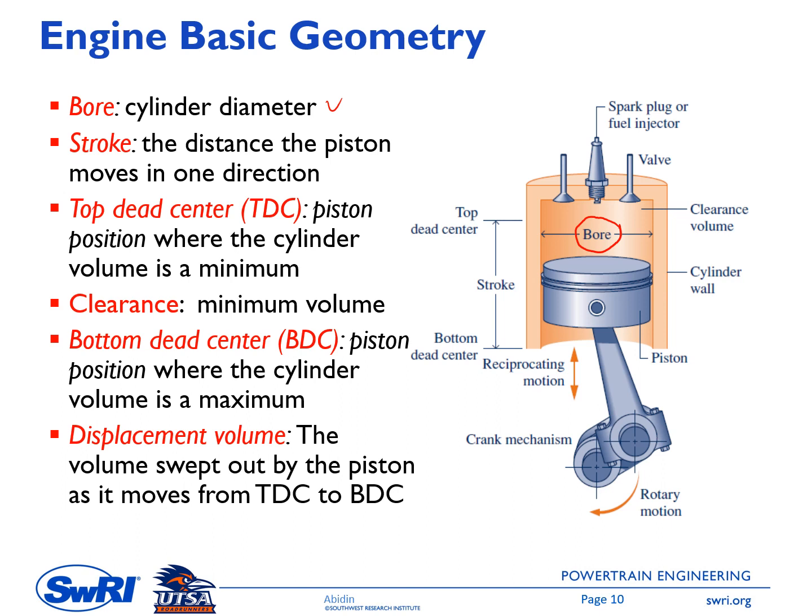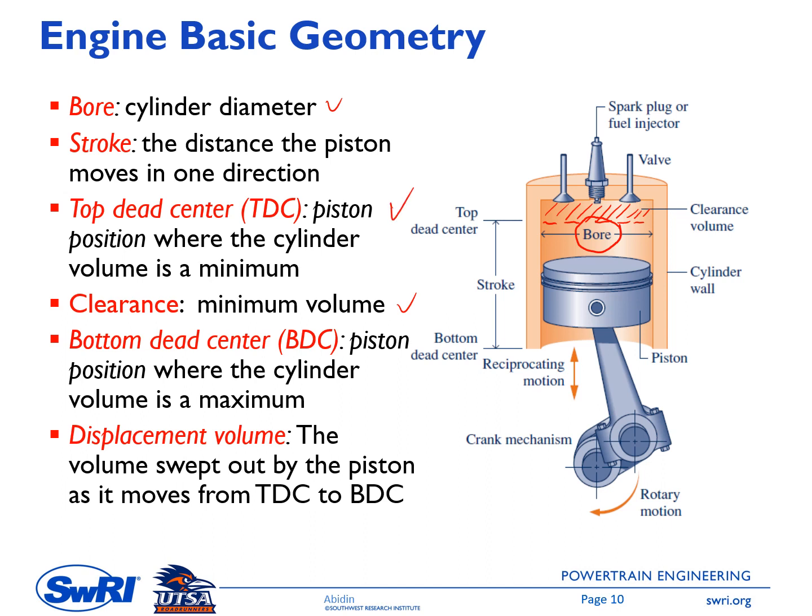And TDC, or top dead center, here is the piston position where the cylinder volume is minimum. So when the piston is at this position, the cylinder volume is minimum, so only this region. Okay, and then this minimum volume is called clearance. Okay, the next terminology is bottom dead center or bottom center, so people call this one BDC or BC.